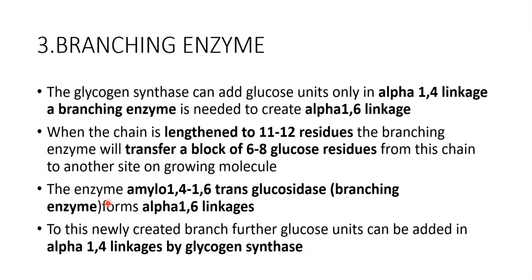The enzyme is also known as amylo 1,4-1,6 transglucosidase. Here, from 1,4 linkage to 1,6. That's why the name amylo 1,4-1,6 transglucosidase. Branching enzyme forms alpha 1,6 linkage. To this newly created branch, further glucose units can be added in alpha 1,4 linkages by glycogen synthase. Finally, we will get our glycogen molecule.